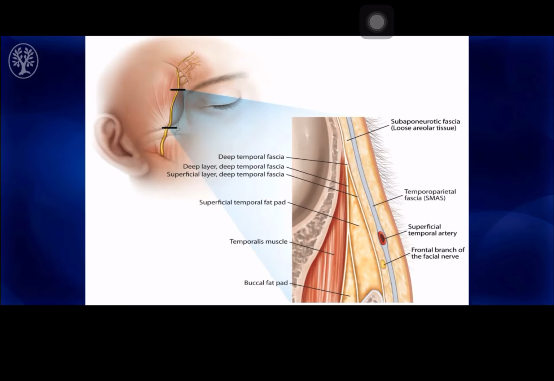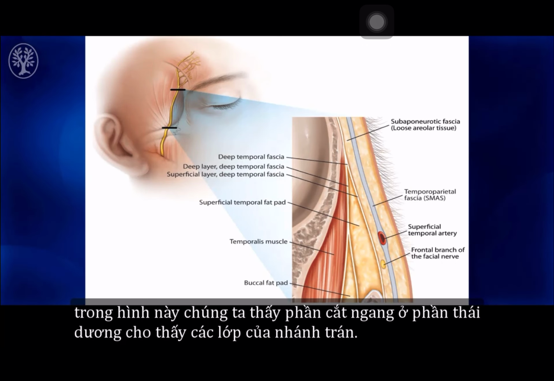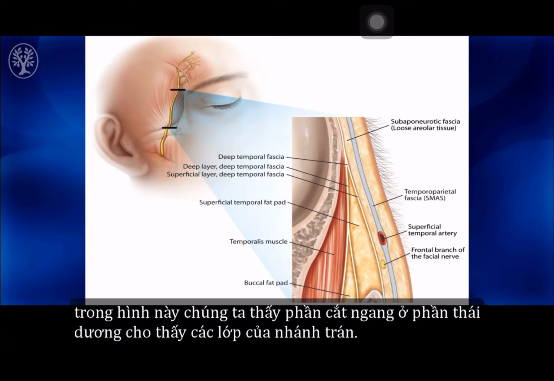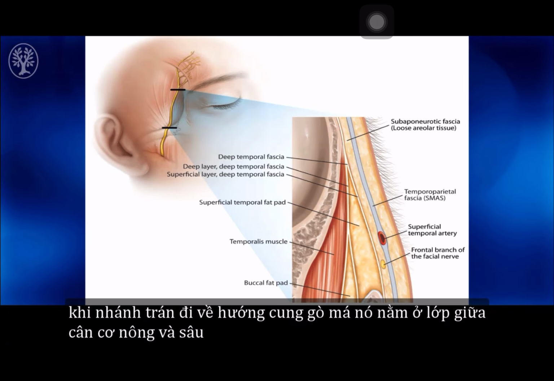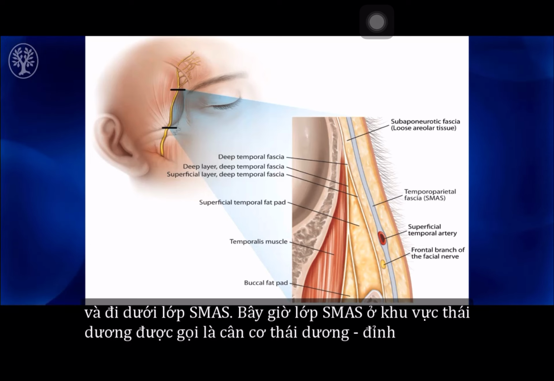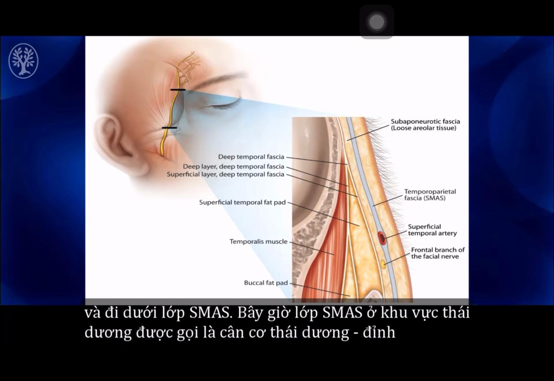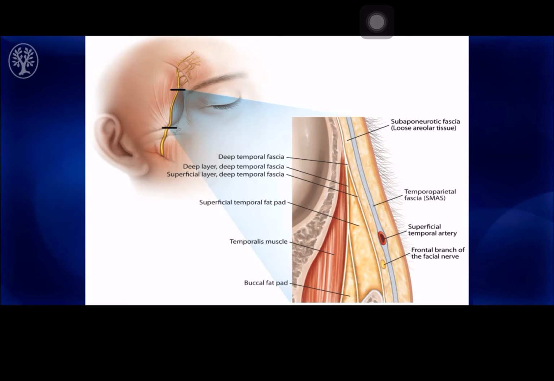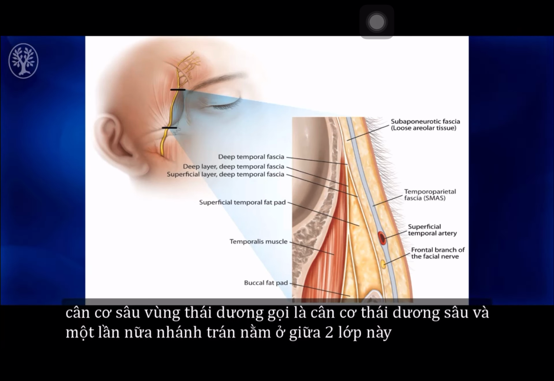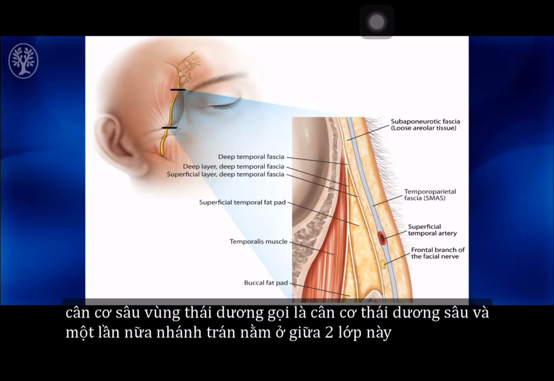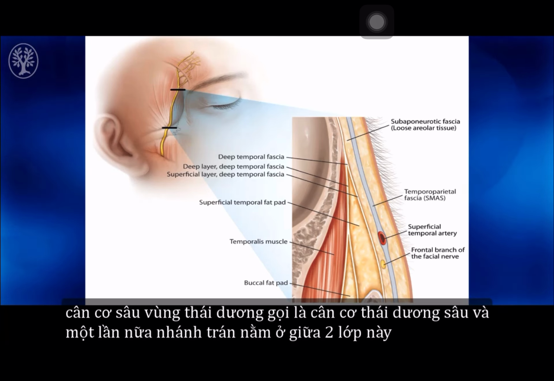In this diagram, we're seeing a cross-section taken through the temporal region which shows the plane of the frontal branch. Once the frontal branch crosses cephalad to the zygomatic arch, it sits in the plane between superficial and deep fascia invested in sub-SMAS fat. Now the SMAS within the temporal area is termed temporoparietal fascia. The deep fascia in the temporal area is termed deep temporal fascia. And again, the frontal branch sits between these two layers.